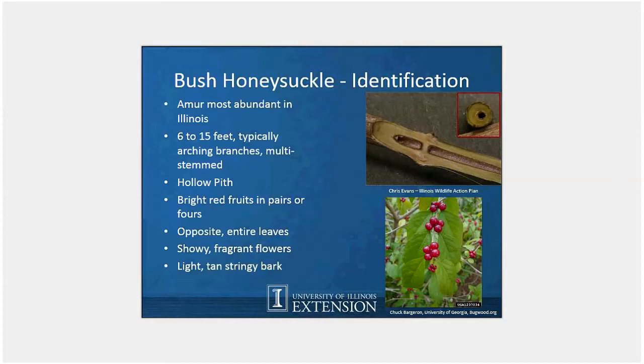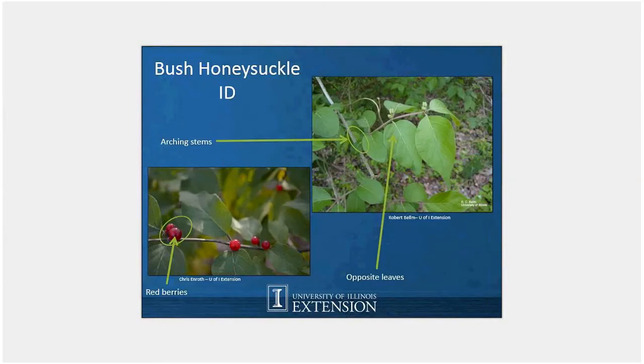So if we want to continue on, here's a great example in this slide of just showing those opposite leaves. So when you look at the leaves, they're opposite one another on the stem. And you can see those bright red berries. Again, those berries come in pairs or in clusters of 4.